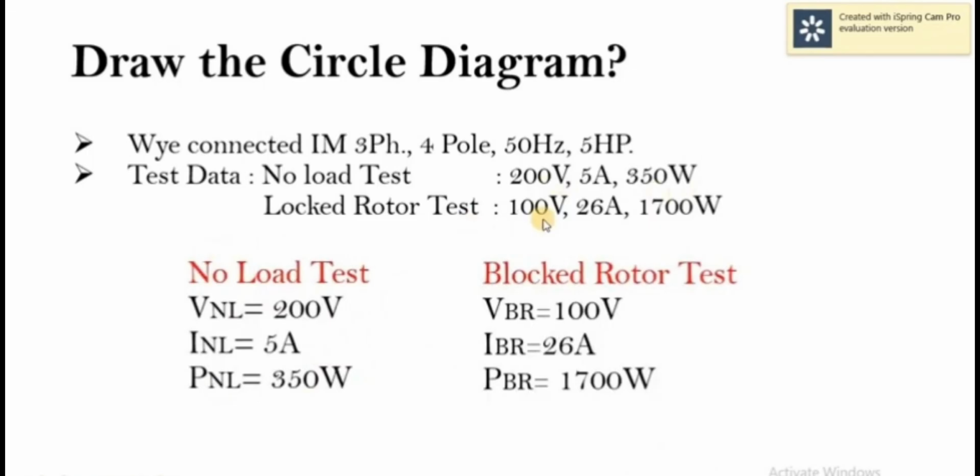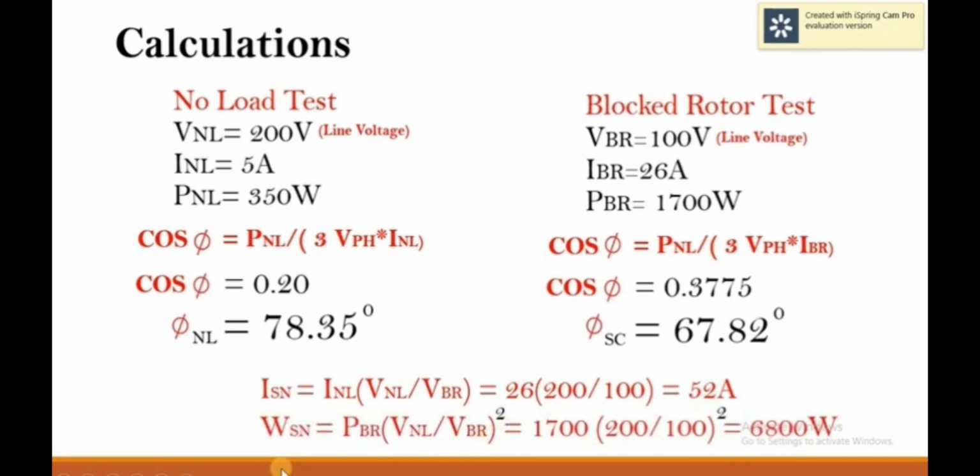Now coming to the calculation part, we can find phi 0 and phi SC from the above formulas. From the formula, phi 0 comes out to be 78.35 and phi SC comes out to be 67.82. Phi 0 is the angle between voltage and no load current, whereas phi SC is the angle between voltage and blocked rotor current. Now calculating the most important part, that is ISN.